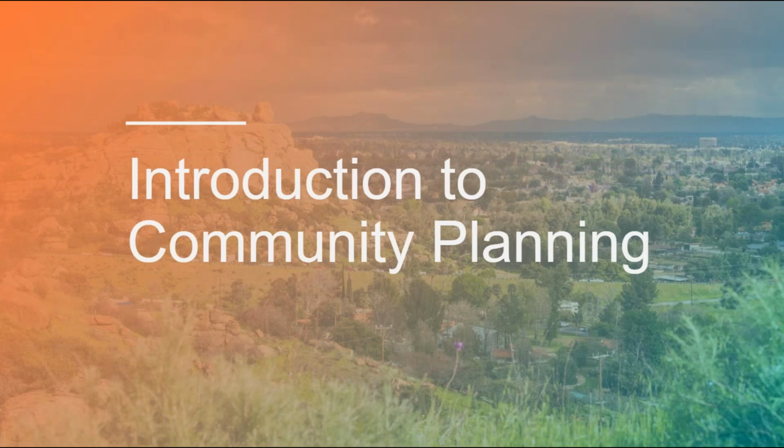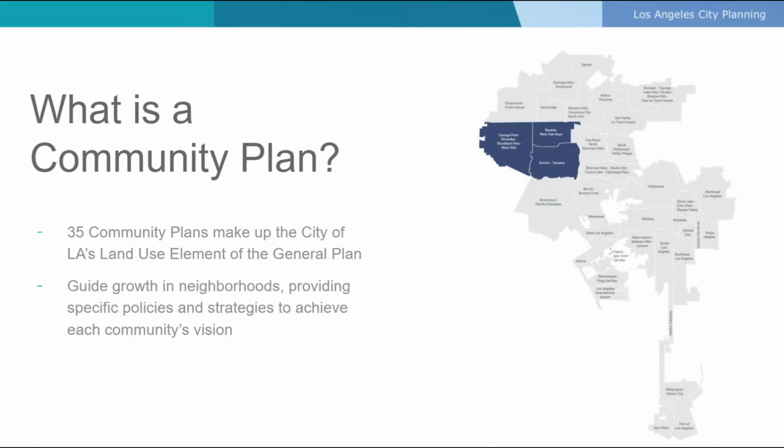First, we will begin with an introduction to the community planning process. In California, all cities are required to have a general plan. The general plan is each jurisdiction's blueprint for achieving the long-term vision of its community and ensuring that future growth and change is adequately planned for. The land use element is one required component of the general plan.